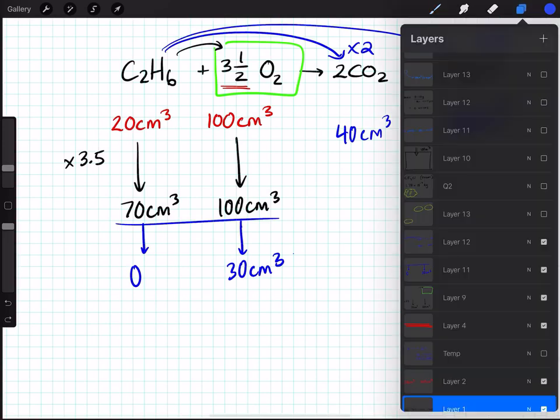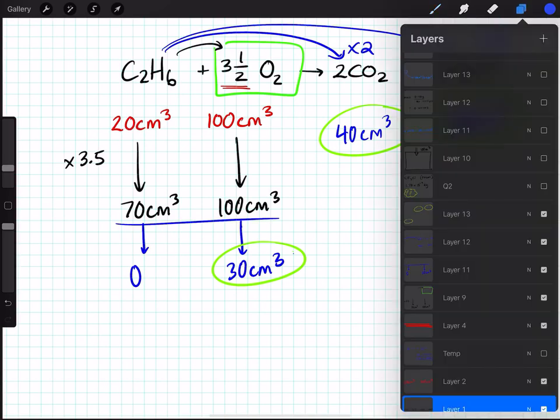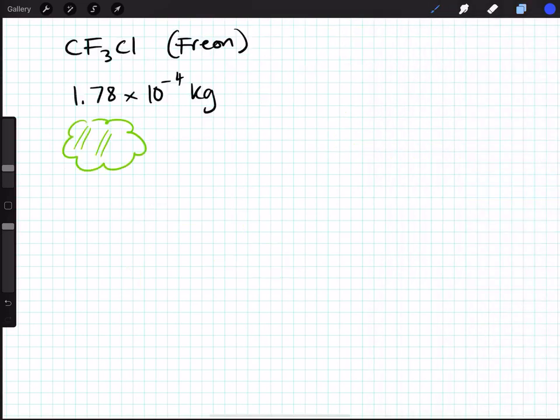Finally, if we add all three of these together, so you have 30 plus 40 plus 60, that's the total amount of gas remaining at the end of the reaction, which of course adds up to 130, which is the answer. Okay, next question. So we have Freon, which is CF3Cl.